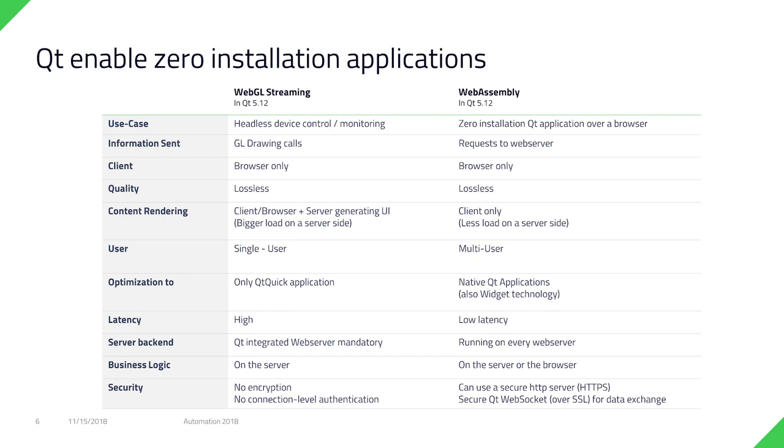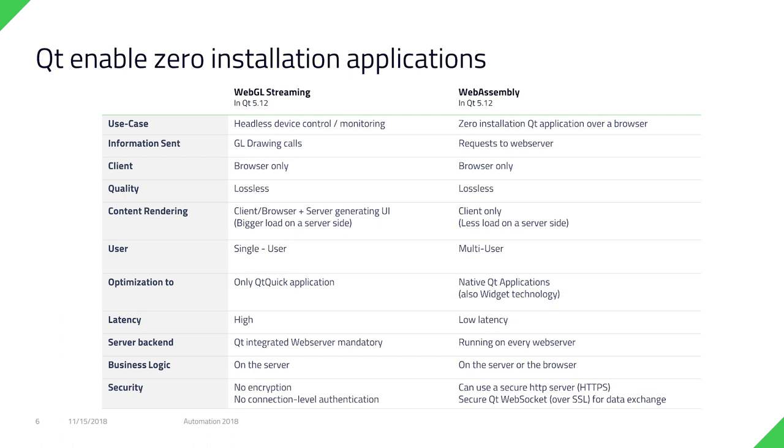The first difference I would say is really about use case. The WebGL streaming case is really in the end about either headless device control or monitoring, or as we saw, maybe also for mirroring. And I think that's what it's good for. However, for Qt for WebAssembly, I think it's much wider. You could achieve exactly the same thing, like just remote controlling a device. But you could even think now about simply writing a web application with Qt, potentially, most likely not only with Qt for WebAssembly, but by mixing it with regular HTML5 code. It really opens up a lot of new possibilities.